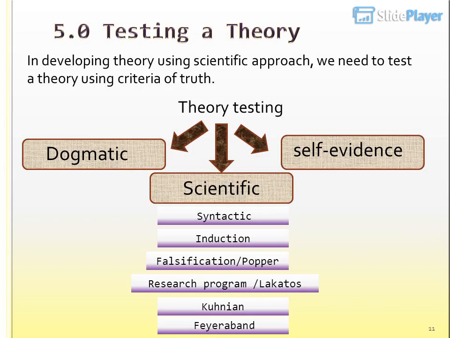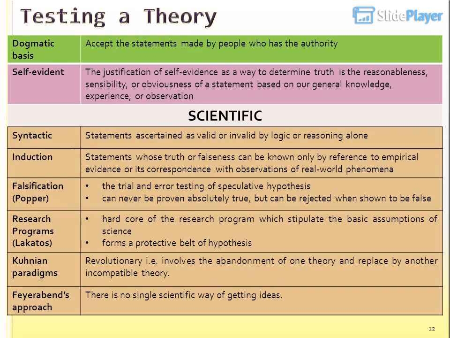5.0 Testing a theory: self-evidence, dogmatic, scientific. In developing theory using a scientific approach, we need to test a theory using criteria of truth. Scientific testing includes syntactic and induction, falsification by Popper, research programs by Lakatos, Kuhnian, and Feyerabend.